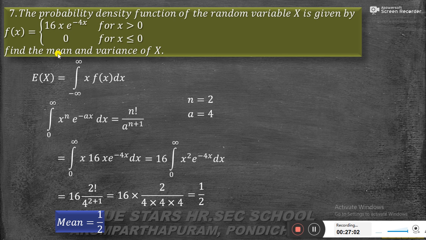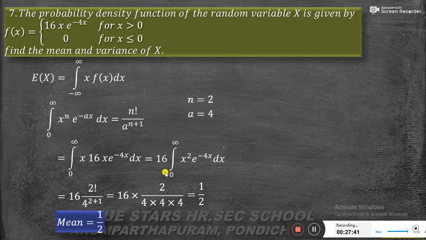The question is to find the mean and the variance. The mean is represented by E of X, that means integral from minus infinity to plus infinity of x f of x dx. Minus infinity to 0 plus 0 to infinity. From minus infinity to 0, f of x is 0. From 0 to infinity, where x is greater than 0, the function is 16x e power minus 4x dx. So I write the 16 outside: 16 into the integral from 0 to infinity of x into x square... that is x square e power minus 4x dx.